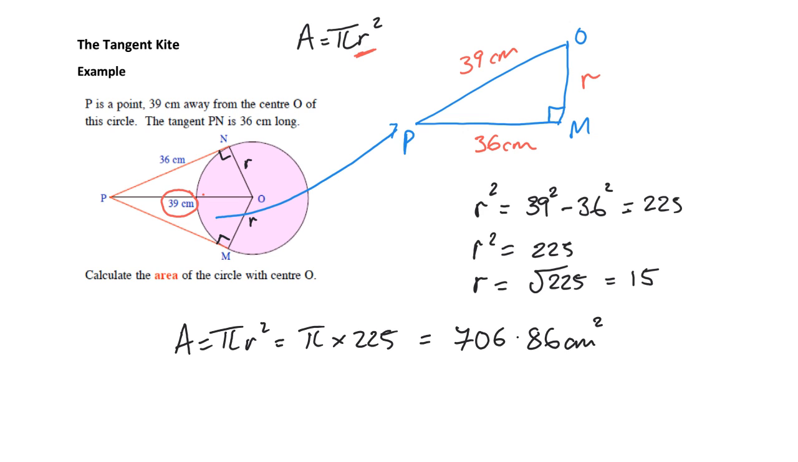706.86 centimeters squared. Again, the use of a tangent to create a right angle, which gives us a right angle triangle, which allows us to deal with Pythagoras. And typically with an exam type question, there's another layer, so that takes us to our area of a circle.